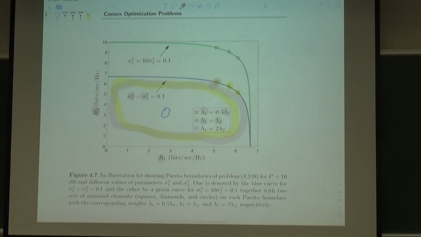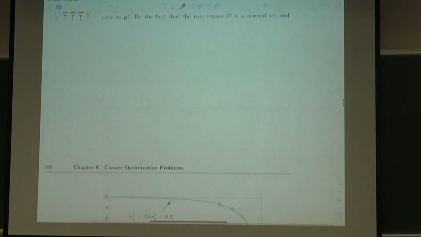Lambda 1 is 1% of lambda 2, you get these points. When lambda 1 is 2 times lambda 2, you get these points. Look at this. This is a typical example. Then these are the Pareto boundary points.